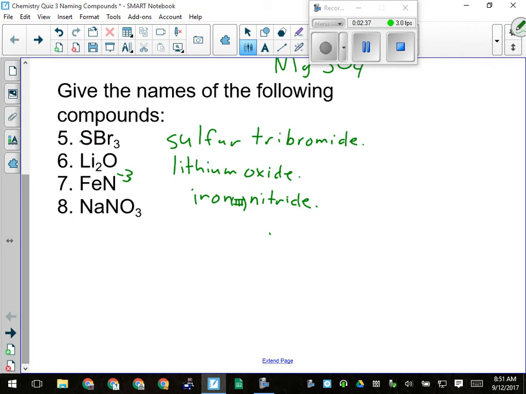Okay, and last one, we've got sodium with nitrate. So again, an ionic compound, so no prefixes are required. Sodium nitrate. Give them a mark out of 8. Let them see it, and then I would like them in a neat pile right here.